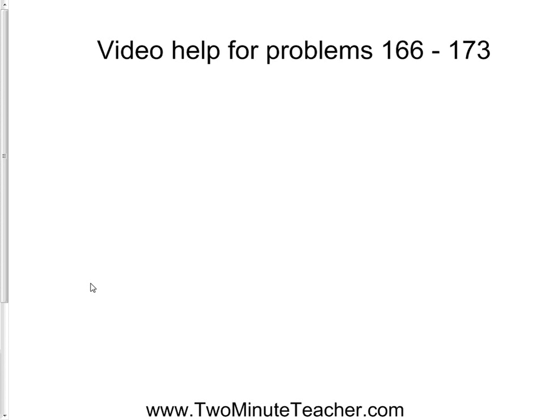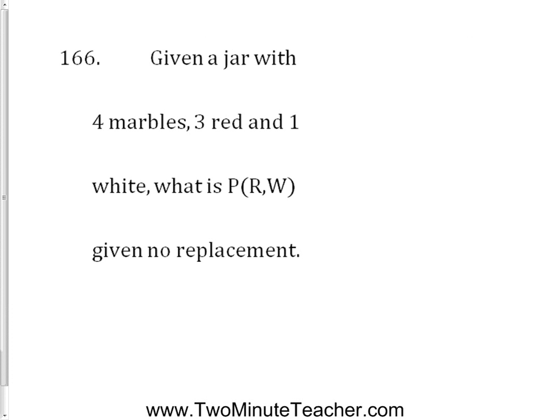Okay, today we're talking about problems 166 through 173. 166. Given a jar with 4 marbles, 3 red and 1 white, what is the probability of a red then a white? That's what that means, by the way. I know for some of you, you're not sure what this actually meant. It was probability of a red and then a white.